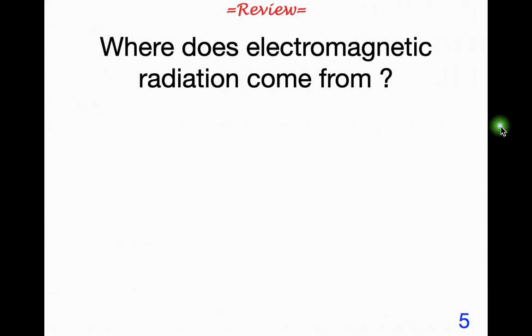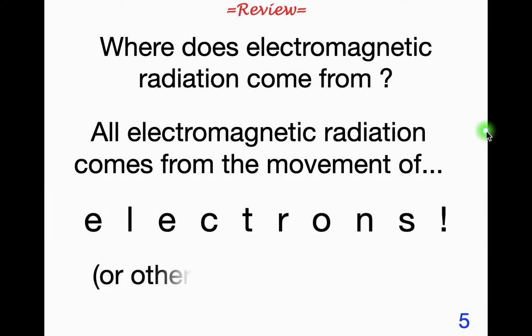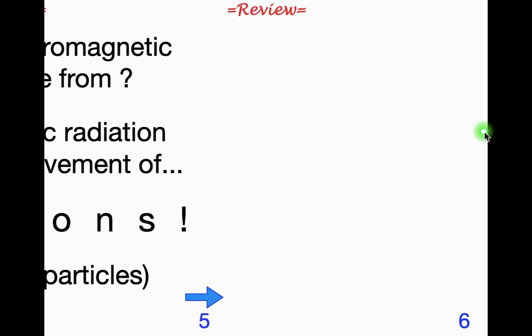Where does electromagnetic radiation come from? All electromagnetic radiation comes from the movement of electrons or other charged particles. If an electron or a charged particle moves, what it moves along with it is what we call its electric field lines. Let's take a look at that.